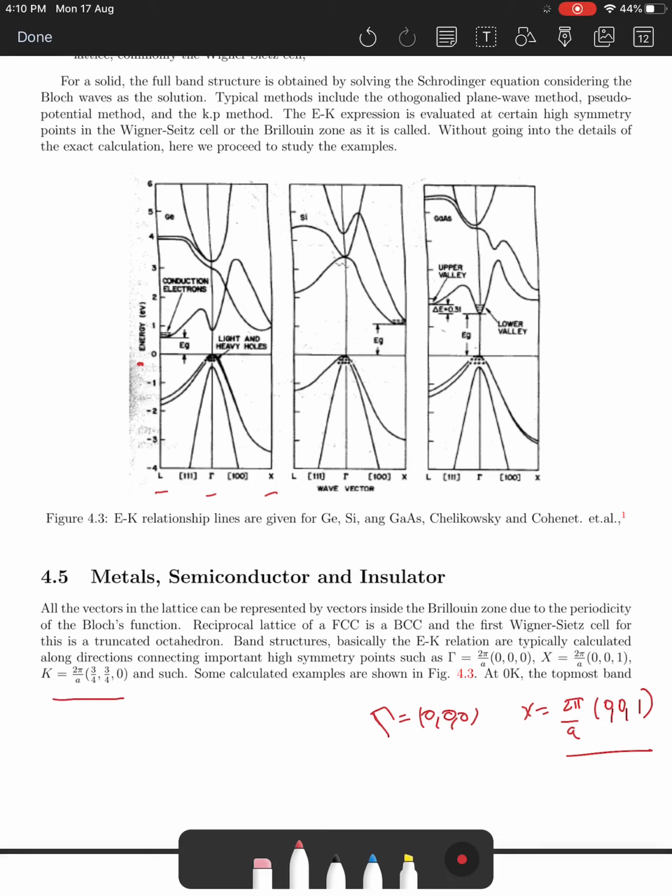So these things differ quite a lot depending on the crystal lattice that you think about, but they are typically drawn along certain high symmetry points. And these things, L, gamma, and X are such high symmetry points. And you also have various directions, right? 1, 1, 1 and 1, 0, 0. These are all Miller indices, right? So they are along the 100 planes.